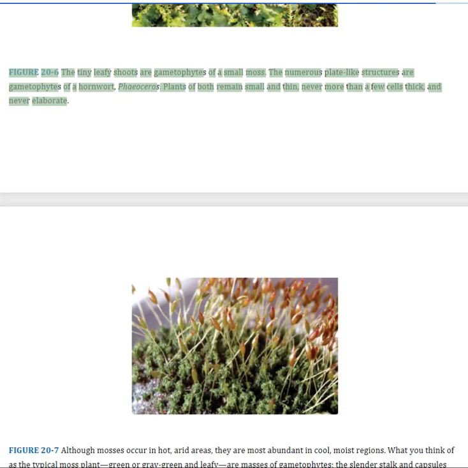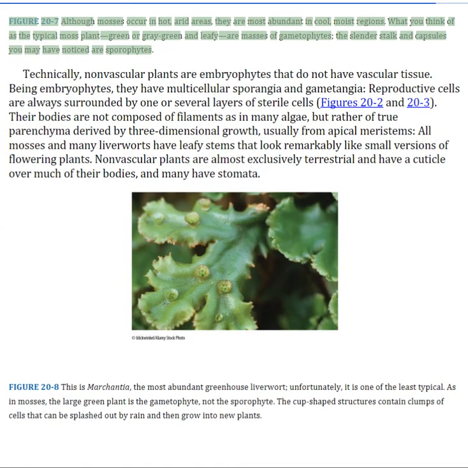Figure 26. The tiny leafy shoots are gametophytes of a small moss. The numerous plate-like structures are gametophytes of a hornwort, Phaeoceras. Plants of both remain small and thin, never more than a few cells thick, and never elaborate. Figure 27. Although mosses occur in hot, arid areas, they are most abundant in cool, moist regions. What you think of as the typical moss plant, green or gray-green and leafy, are masses of gametophytes. The slender stalk and capsules you may have noticed are sporophytes.